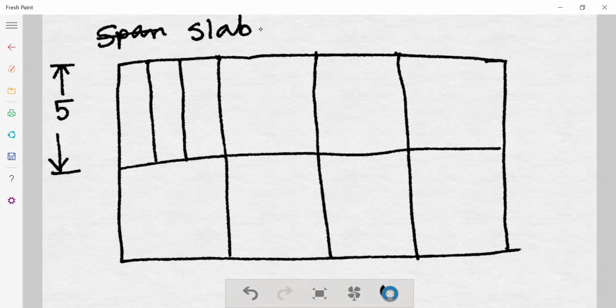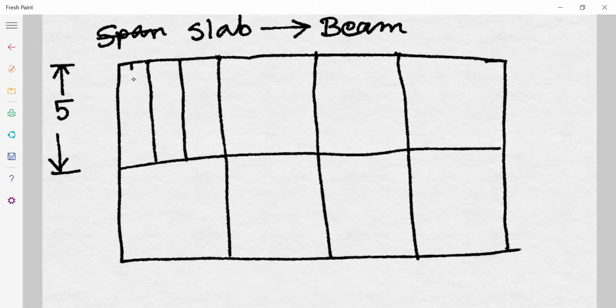I am repeating, the load on the beam goes from the slab. That means the load from the slab goes to the beam. And what area of the slab contributes to the load on the beam? This one. Okay, half of this. Suppose I'm considering this beam, and half of this slab. This area contributes to the load on this beam.